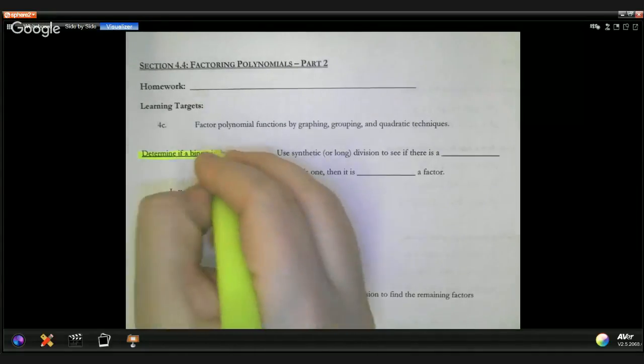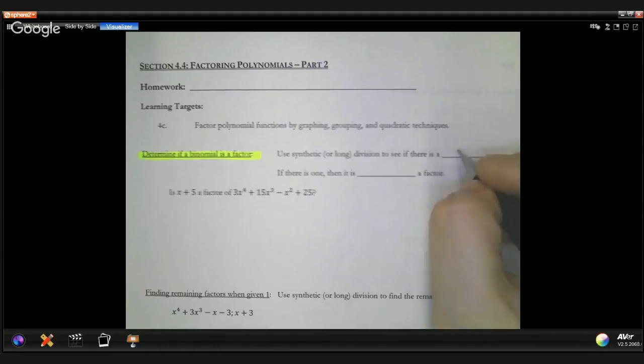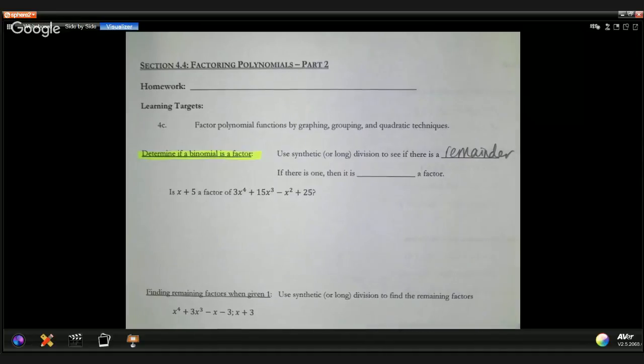The first type is to determine if a binomial is a factor. The way you're going to do this is you're going to use synthetic or long division to see if there is a remainder. If there is one, then it is not a factor.